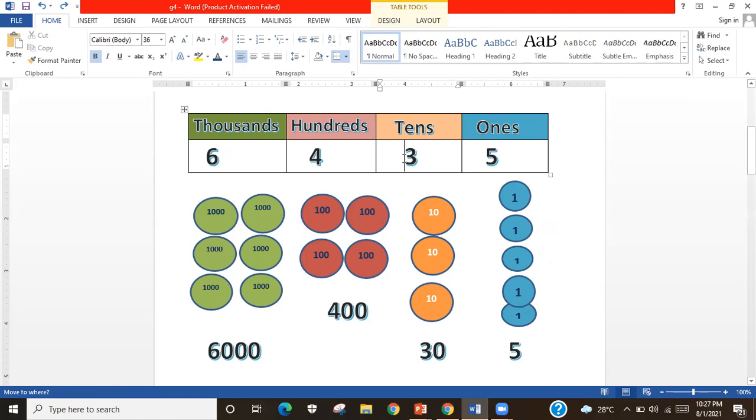So the second digit is called tens. It means you have 3. That means you have 3 times tens equals 30.